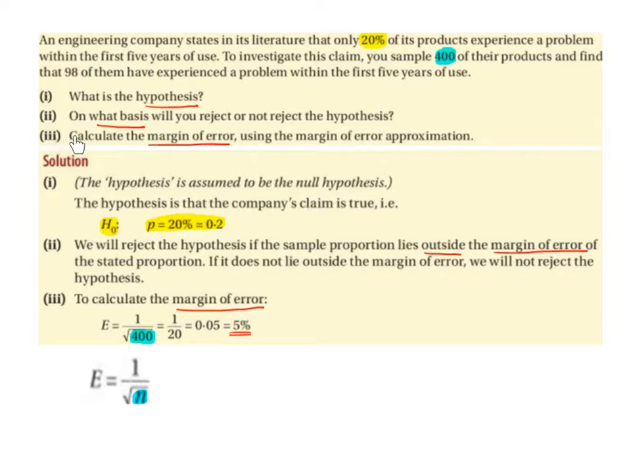Part 3. Calculate the margin of error using the margin of error approximation. To calculate the margin of error, we have E equals 1 over root 400, because our formula is E equals 1 over root n, and there are 400 products sampled. 1 over root 400 gives us 1 over 20, which is 0.05, which is 5%. So the margin of error is 5%.